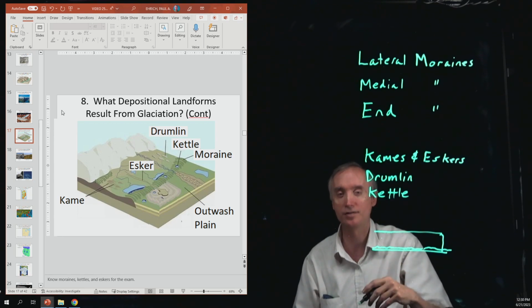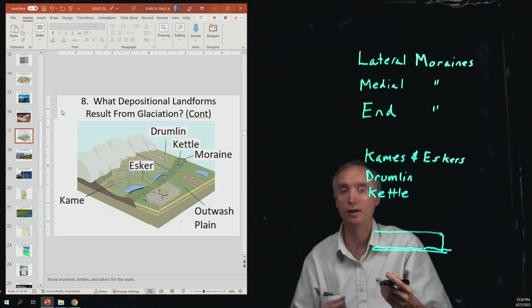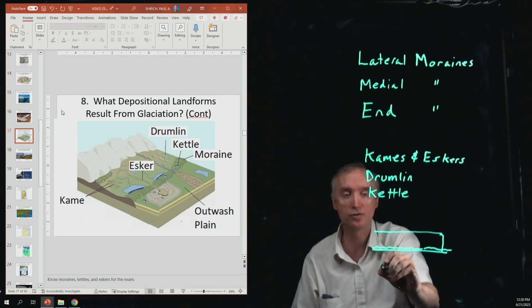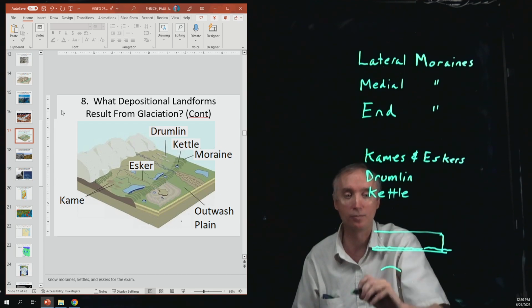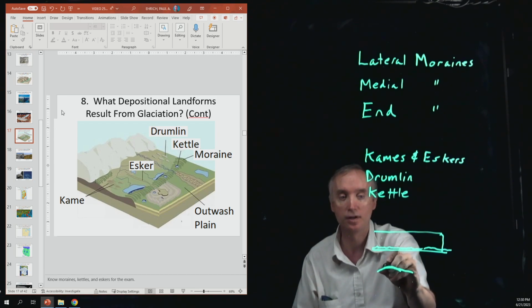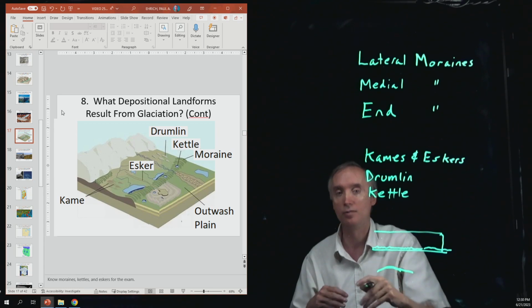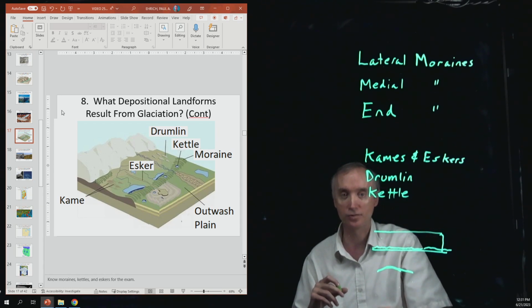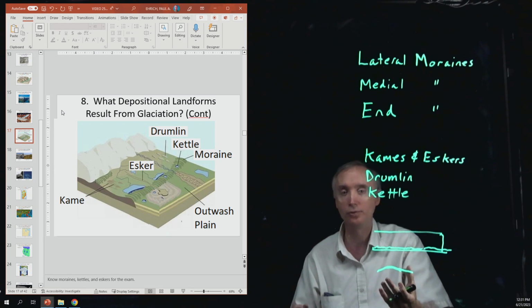So a drumlin is a more resistant layer of rock or soil that the glacier went over the top of. So originally it was like a mound like that, and then as the glacier went across it, it kind of stretches it out and carves it into more of an asymmetrical feature. So it's going to be basically a bump on the ground that's going to be left over after the glacier melts back.